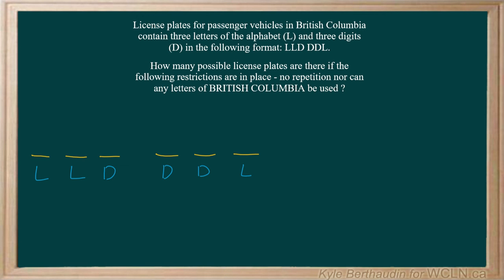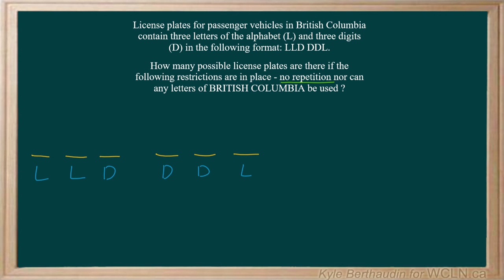To determine how many different license plates there can be, we can use the fundamental counting principle. We're given two restrictions. The first is that we cannot repeat any letters or digits. And the second is we can't use any letters from the two words British Columbia. Well, first let's start by determining how many letters we can use.